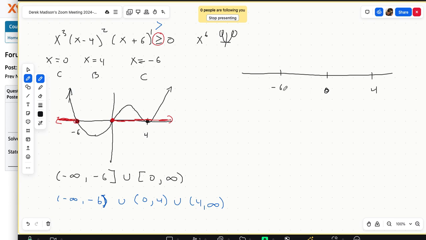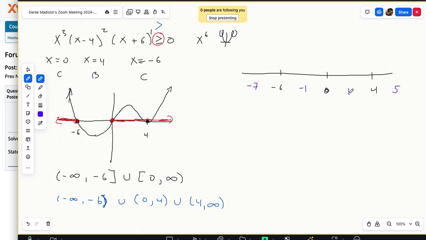And then what I can do is use test points. So to do test points, again, let me change colors. I have to test a point on every interval and then see if it comes out positive or negative. If it comes out to a positive number, then that is greater than 0. That would be part of the solution. If it comes out negative, then that means it is not greater than 0, so it won't be part of the solution. So if I were doing this, I would test -7, I would test -1, I would test 1, and I would test 5. And the reason is I'm just grabbing the easiest number I can off of each of these intervals.